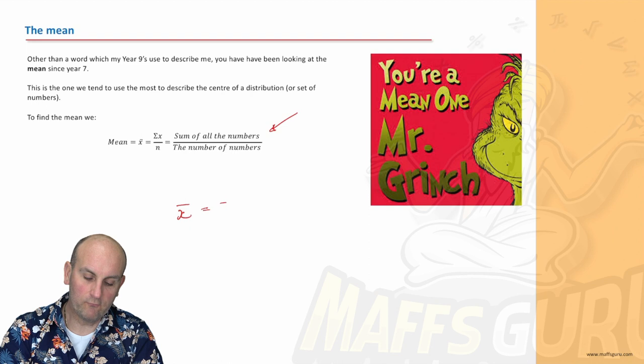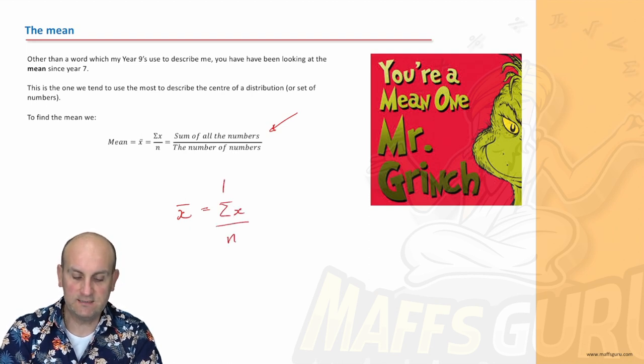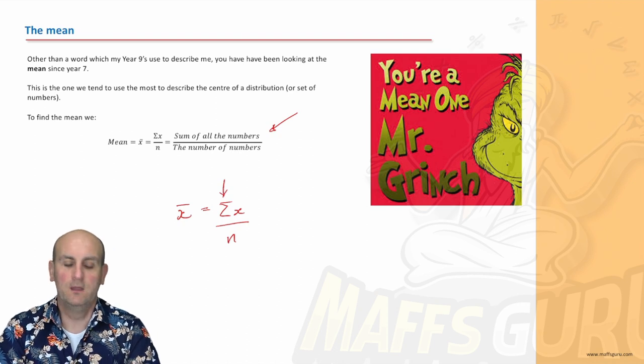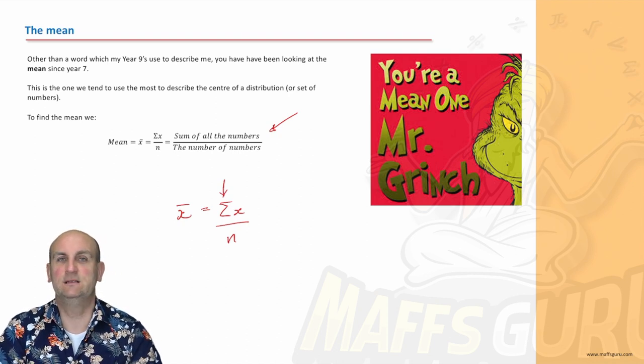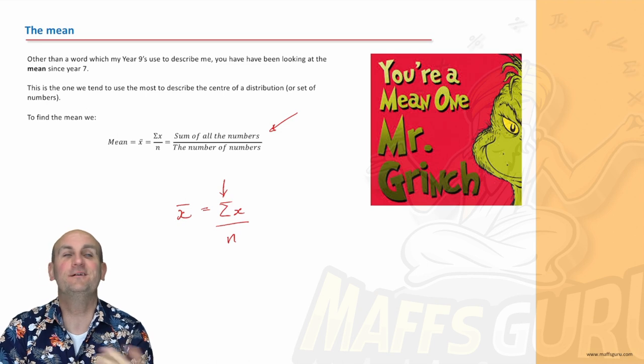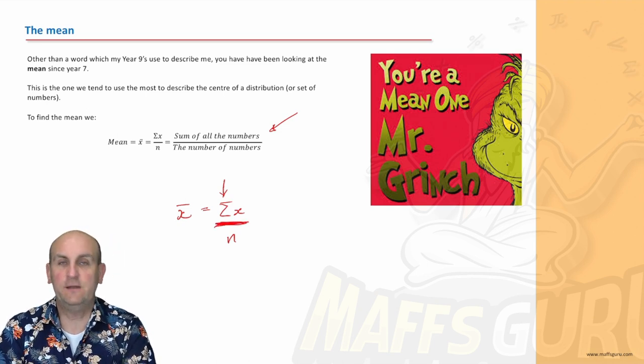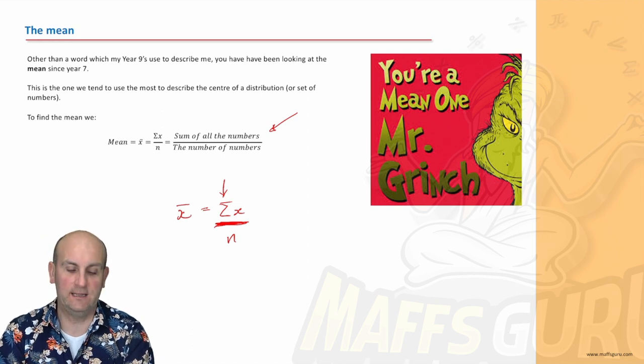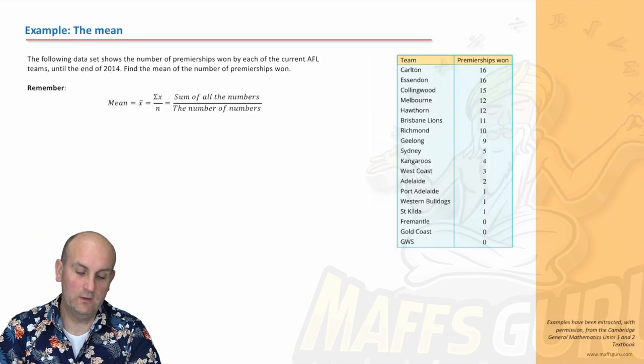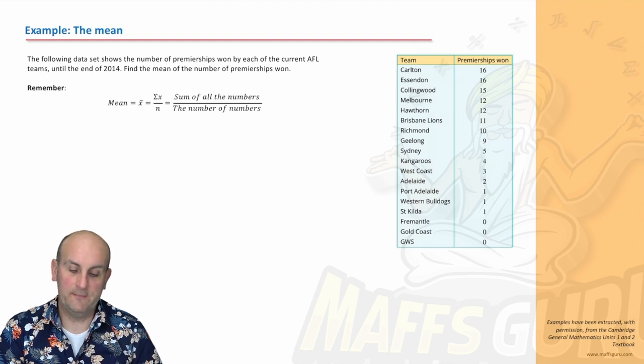But we also can write it in strange language. Now, actually, this little sigma here means the sum. So when we read that sigma x, it means sum all the x values. Oh, hold on a moment, interesting. And then we are going to divide by n, the number of numbers, or how many data items there are. Useful to know.